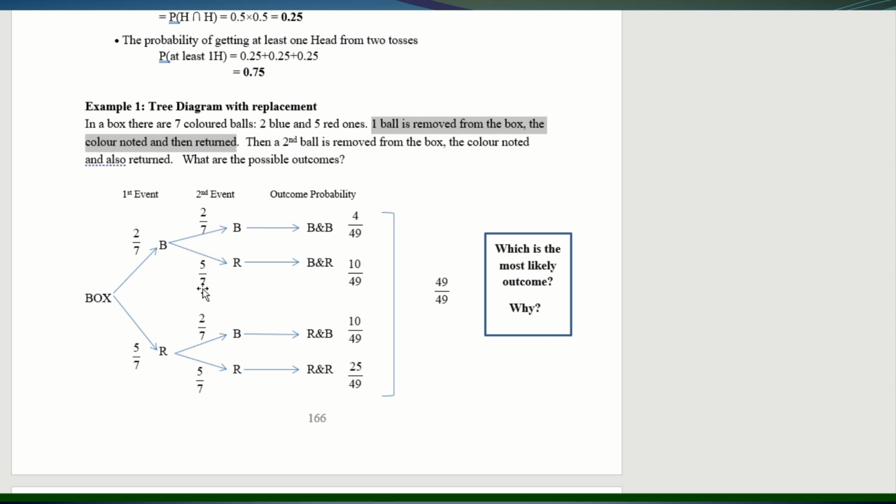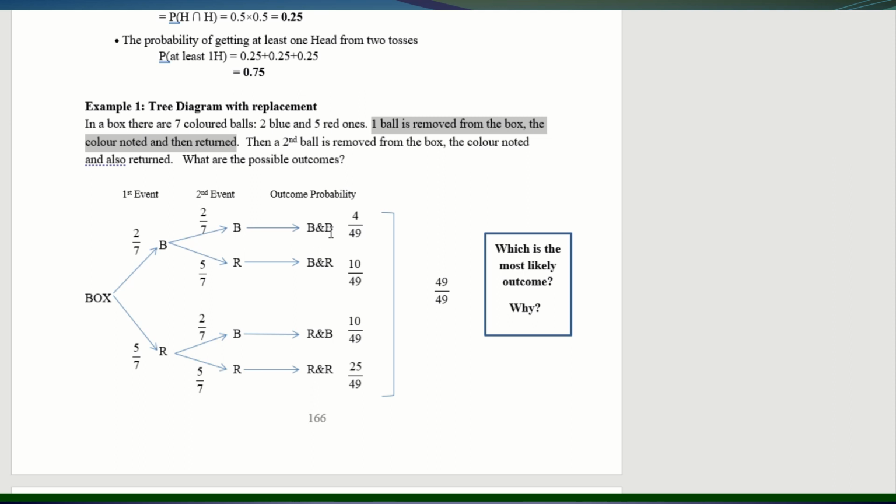2 over 7, 5 over 7. Because the probability will be the same, it won't change. Because it is independent, it is the same. Okay, then you write down your outcomes: BB, BR, RB, RR. You don't want to write the N in between, also is fine.